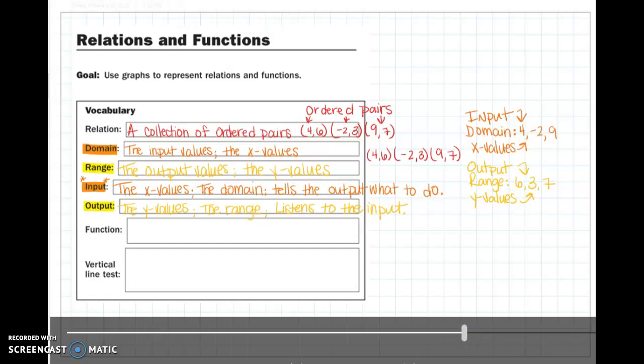Now I wrote them in the corresponding colors. Domain and input are orange because they go together. Range and output are yellow because they go together. And I highlighted everything.